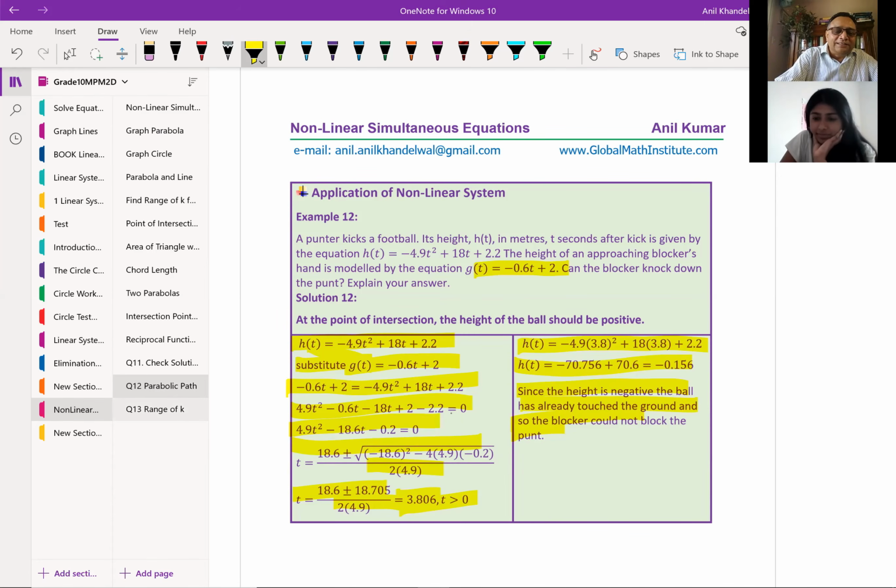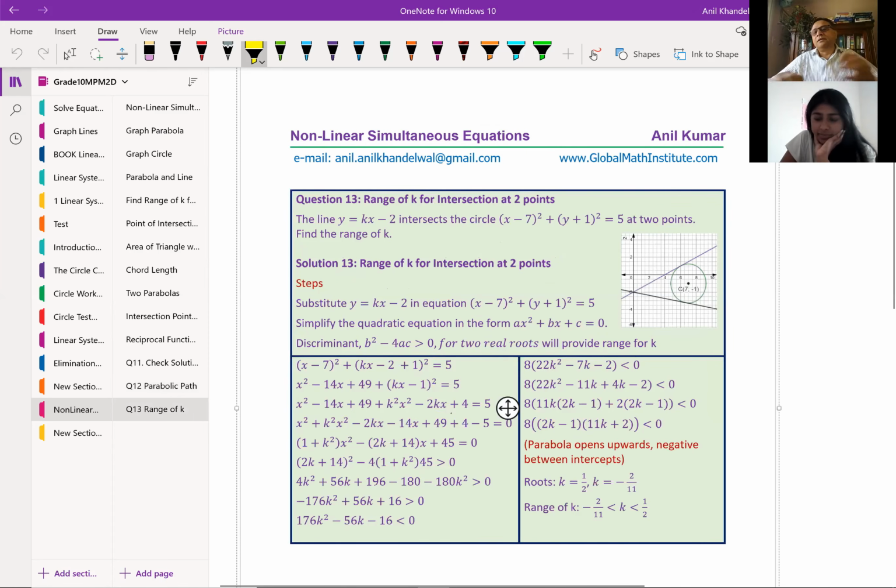So we had the second example only to consolidate our learning, right? Now here is the last question about nonlinear simultaneous equations. This question is very, very helpful. We are going to see similar questions as we move along until the end of our curriculum, which is calculus, right? Can you please read the question for me?